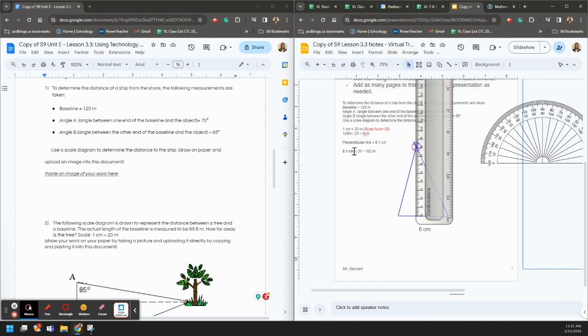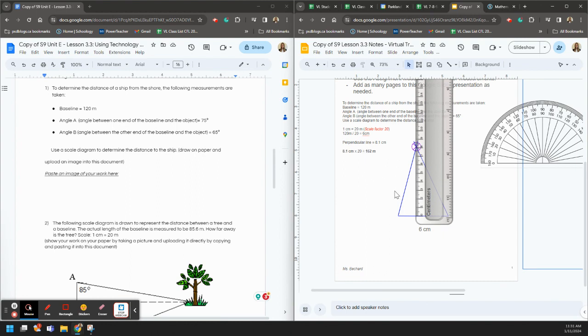Now that we are using the map on paper, we're going to multiply it by 20 to give us our final answer of 162 meters. So our final answer is 162 meters. That is telling us that if we were to stand on the shoreline, that boat is actually floating about 162 meters out in the water.